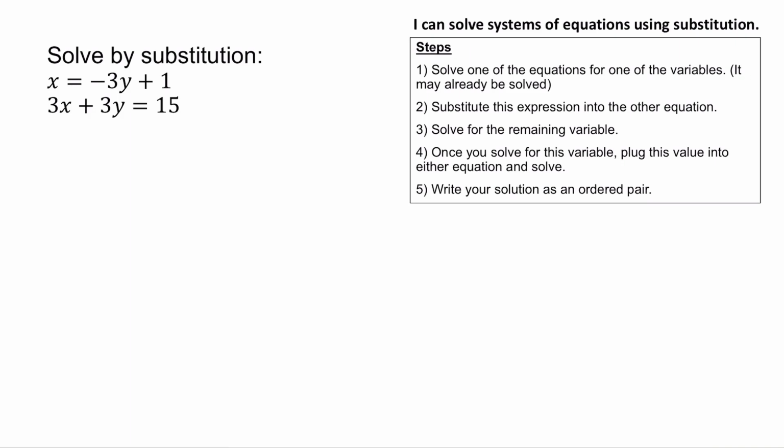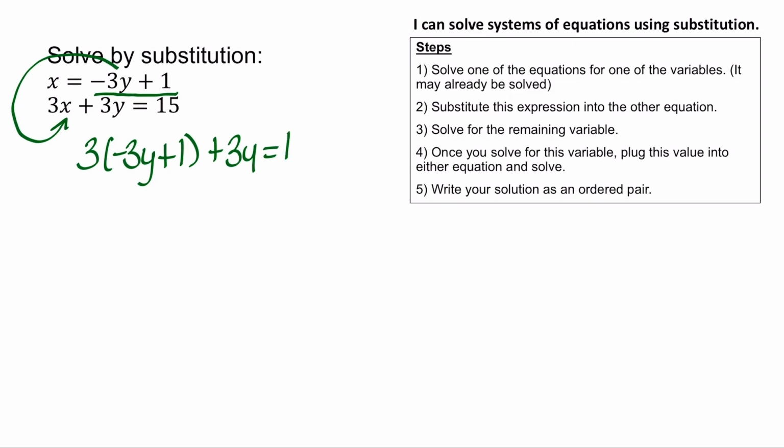So let's solve this system by substitution. This is the system that I showed you a few slides ago. Once again, we have negative 3y plus 1, and that is going to take the place of x in my second equation. So we have 3 times negative 3y plus 1 plus 3y equals 15. All I've done is rewrite the second equation, except I've replaced x with negative 3y plus 1.